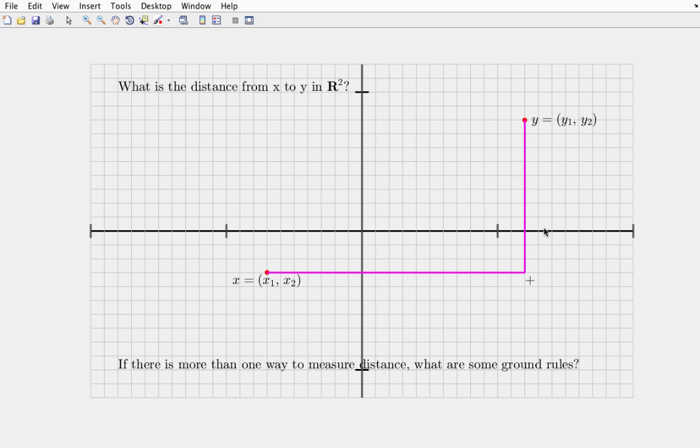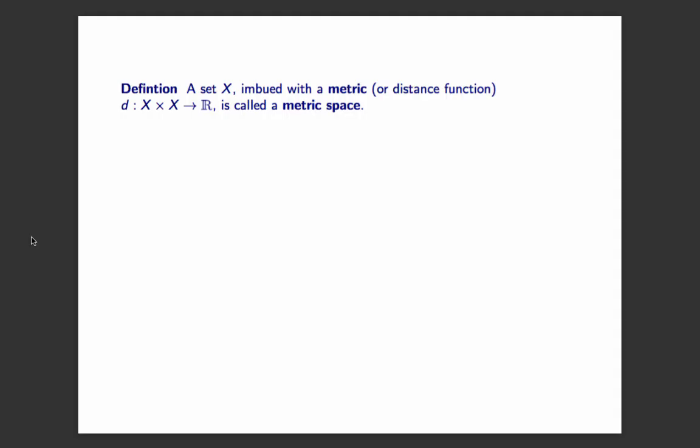So if there's more than one way to measure distance, what are some ground rules? What makes a distance function truly a distance function? And since you're talking about generalizing ideas of how to measure distance, well, what else can I actually measure? So let's generalize this idea of measuring distances.